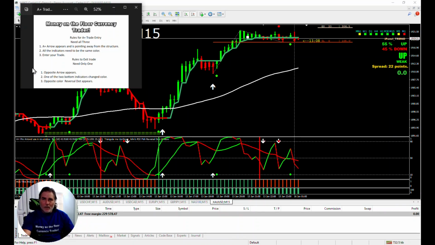It's hard enough to make the money, but sometimes we get stubborn. I know I do. I'm speaking for myself. I think I see that we're turning around. We're doing a reversal, or we're continuing. We're doing something other than what the chart's telling me, and then I start losing money. And that's something we don't want. So if you stick to these rules, you will make money.